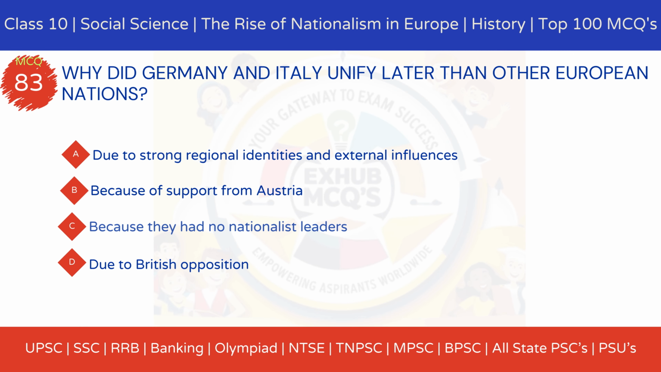MCQ 83. Why did Germany and Italy unify later than other European nations? Option A, due to strong regional identities and external influences. Option B, because of support from Austria. Option C, because they had no nationalist leaders. Option D, due to British opposition.